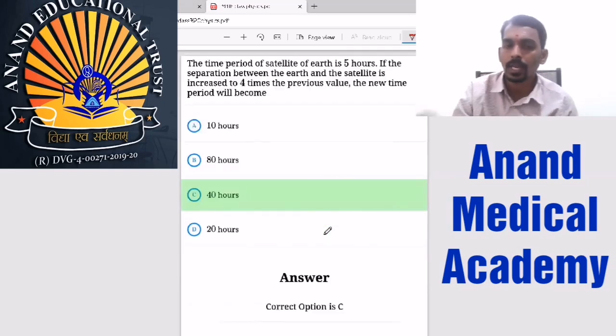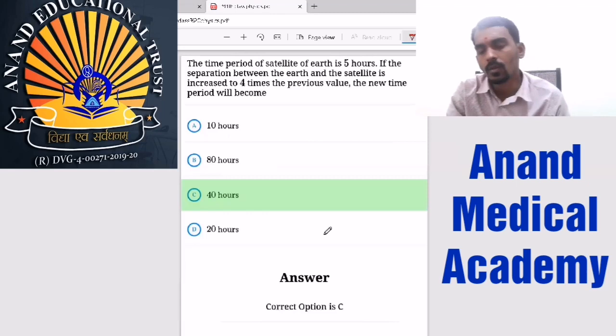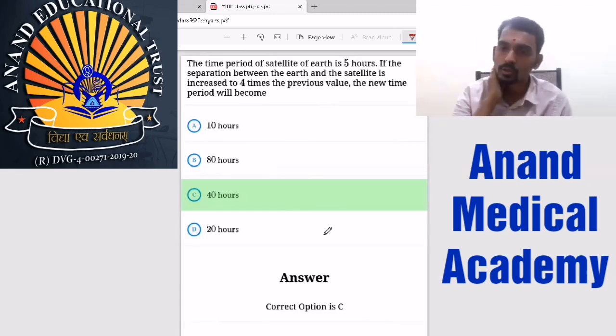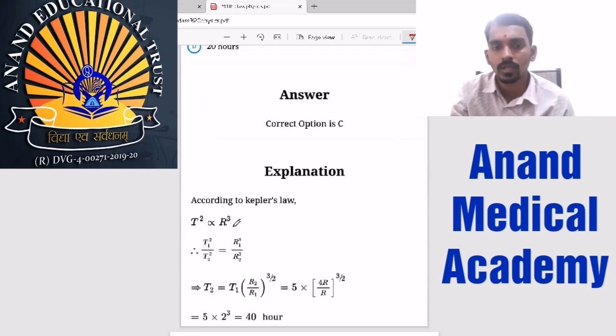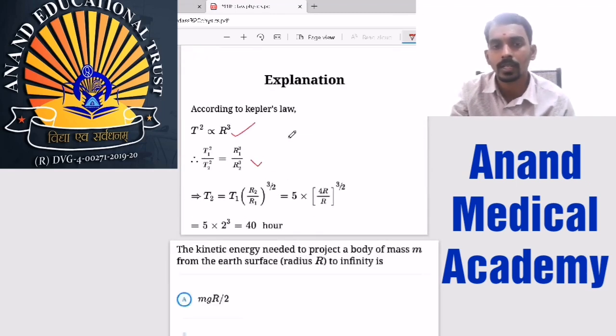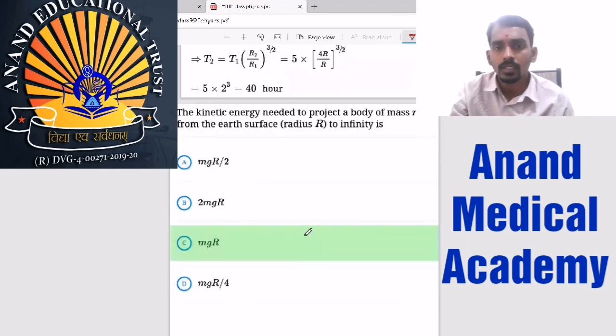Now, satellite motion, like planetary motion. What is the time period? The square of the time period is proportional to the cube of the radius of the circular orbit. So based on that also questions will be asked, like comparison based questions. See, T square proportional to r cube. So they are comparing between two.